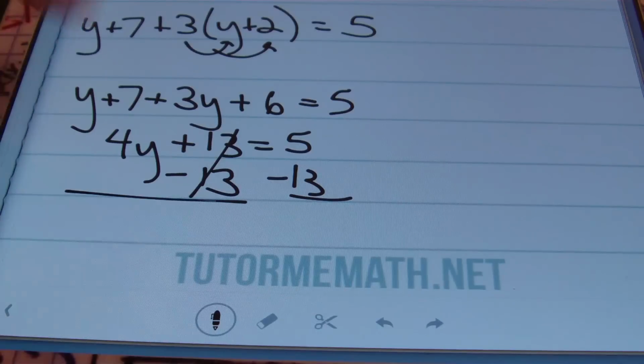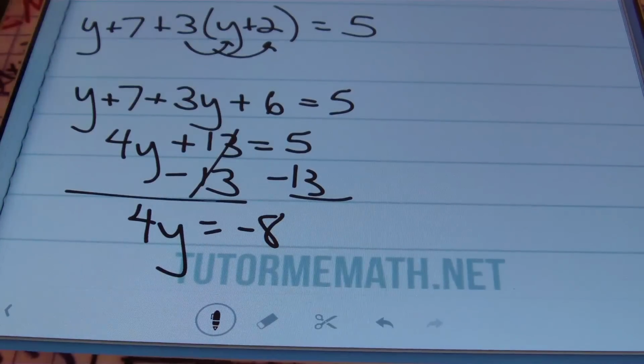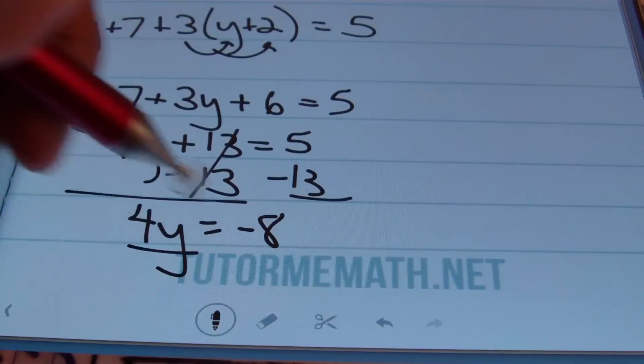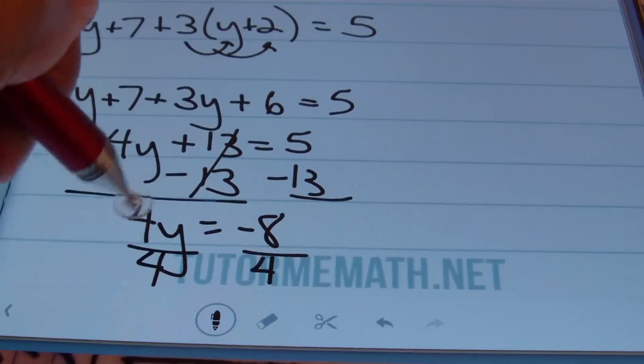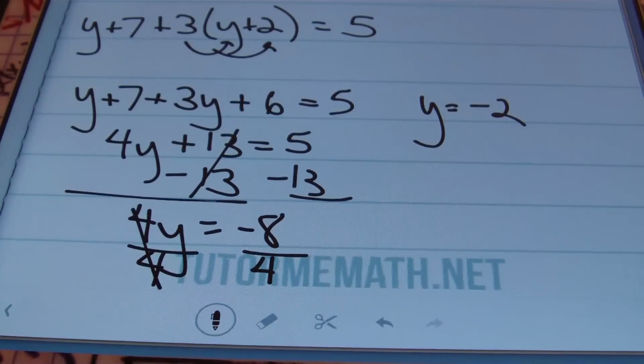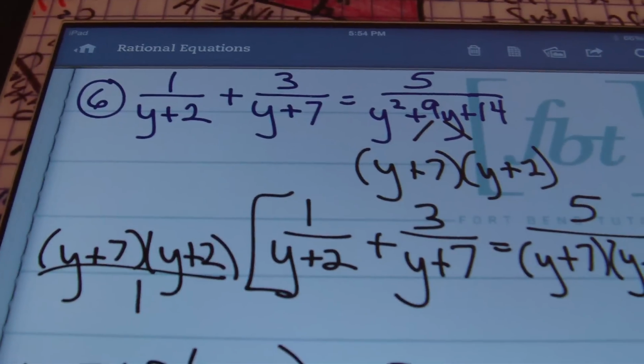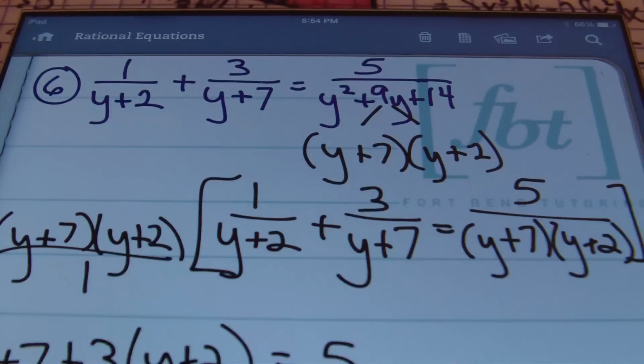Next, I'll be bringing down my 4y, and this equals -8. Once I have this, I will be dividing both sides by 4. And y could potentially equal -2. I don't know yet. I've got to plug it back into the original problem to see if that's going to be an extraneous solution or not. So going back up to my original equation. Here we are.